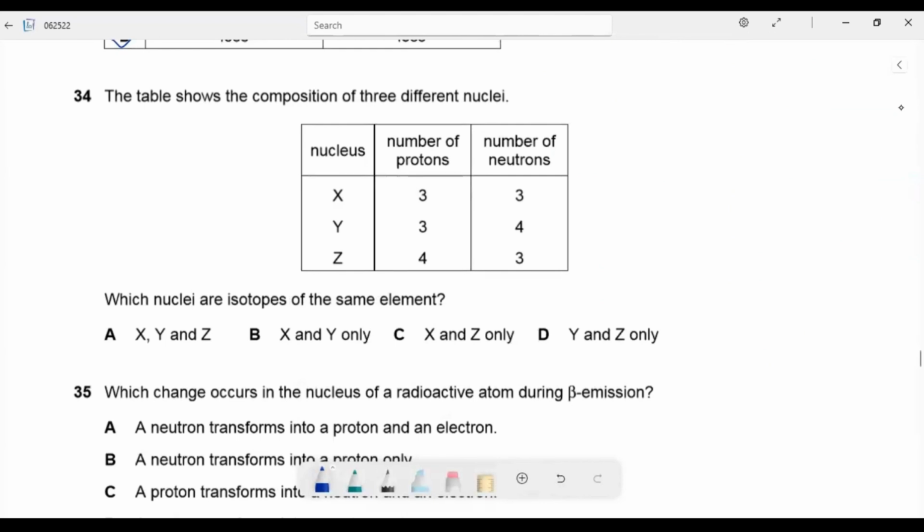The table shows the composition of three different nuclei. Which nuclei are the isotopes of the same element? In the case of isotopes, the number of protons remains the same and the number of neutrons will be different. That is, the atomic number remains the same and the mass number will be different. So we can see here X and Y have the same number of protons, different number of neutrons. So the answer is X and Y only.